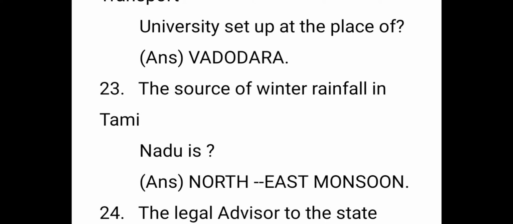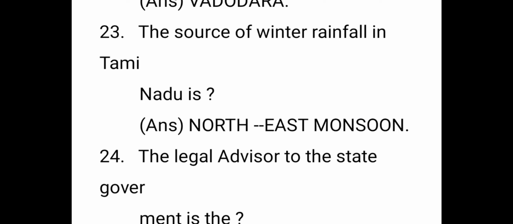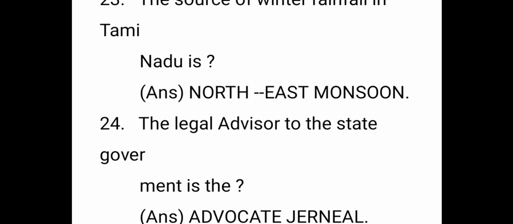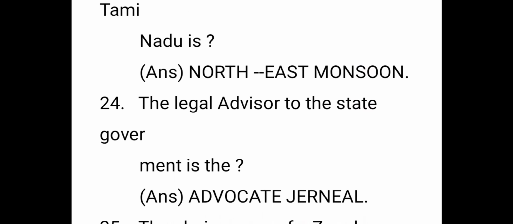The next question. The source of winter rainfall in Tamil Nadu is the northeast monsoon. Generally, many low pressure systems develop in the Bay of Bengal during this period and move toward the east coast of Tamil Nadu, bringing heavy rainfall. That is the main reason: the low pressure in the Bay of Bengal.